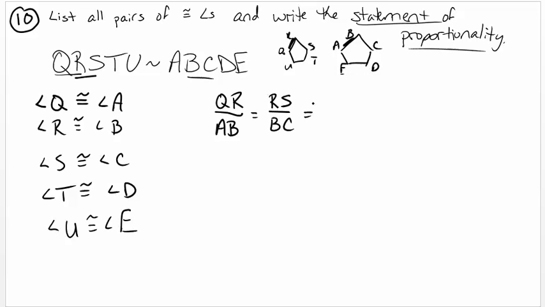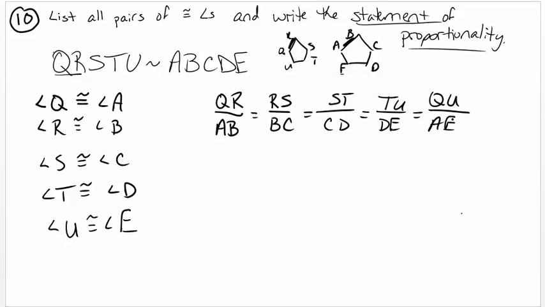And if we put these in fractions, remember, all of those fractions will be equal. So we're going to continue on. We did RS, so then I'm going to go ST. ST will go with CD. The fourth and fifth letters, TU. TU goes with DE. And then I can't forget the side that connects the first letter with the last letter. So QU goes with AE. Make sure all of these top letters come from the same figure. They're all from QRSTU. All the bottom letters come from the same figure, ABCDE.